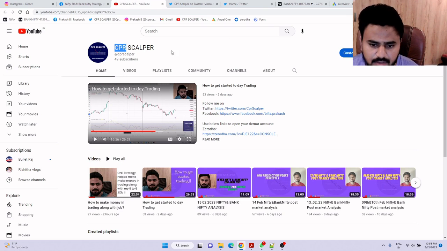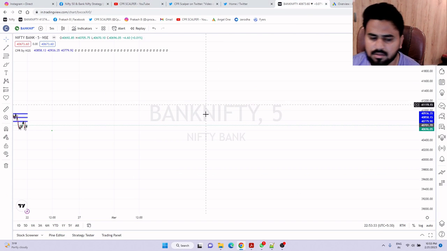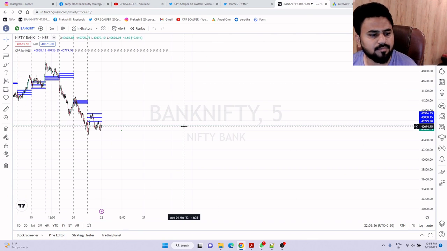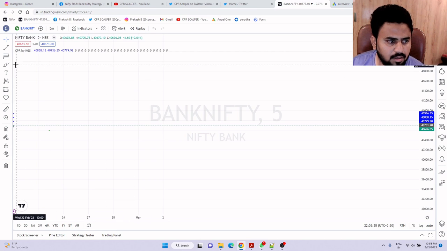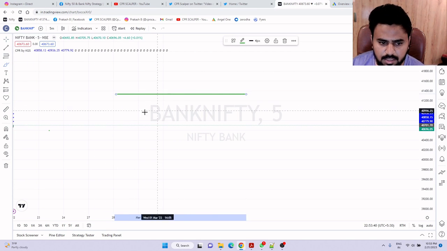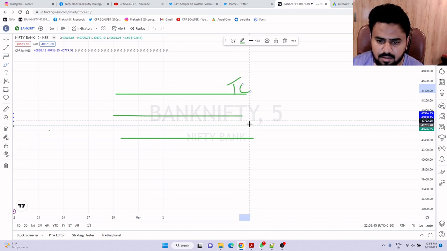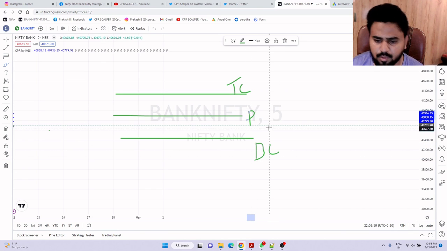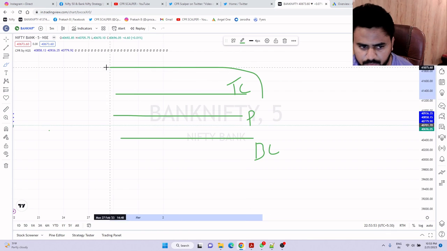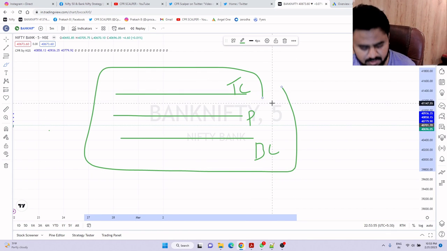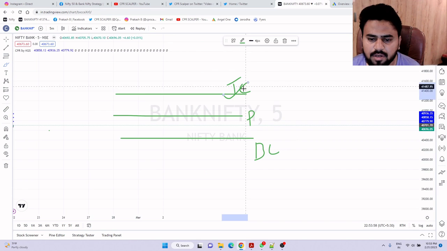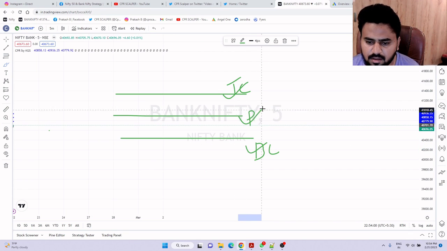So let's not waste our time. Let's get into our explanation and see how it looks. The CPR indicator will look like this. There will be three lines. This is top CPR, this is bottom CPR, and this is the middle pivot line. These three are pivot lines only. This is a pivot range basically: TC, BC and P.